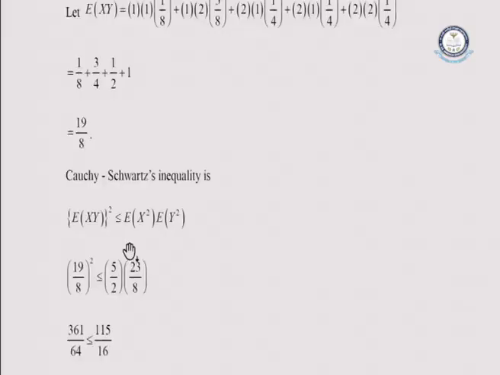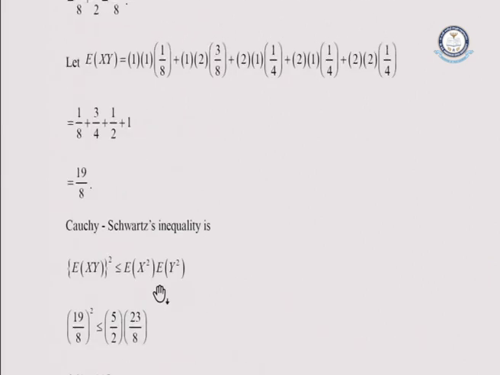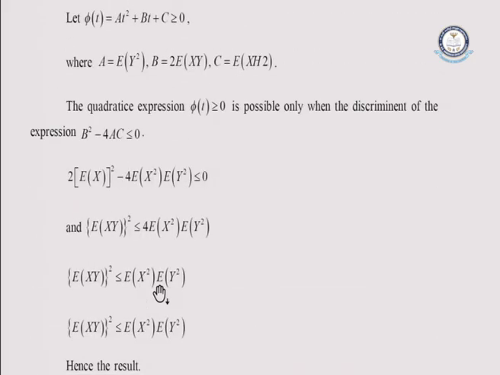This function should be less than or equal to that for x square and y square. Yes. What is x square? Already this x square function is 5 by 2 and y square is 23 by 8. Okay. It is higher than this xy. So, obviously it is satisfied. Cauchy square inequality: expected value of xy whole square should be less than or equal to the individual functions x square and y square. So, it will satisfy the Cauchy square inequality.